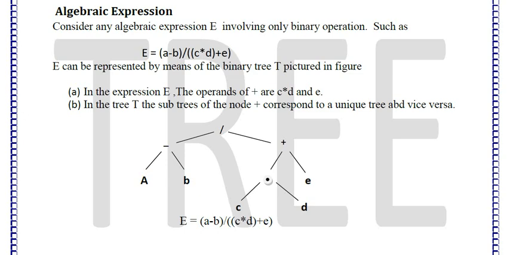After that, in the second bracket we have C into D plus E. That is why this multiplication answer will be added to the E in this section, and finally both sides are divided, which is the root section. So that is how we explain this formula with this algebraic expression of a tree.